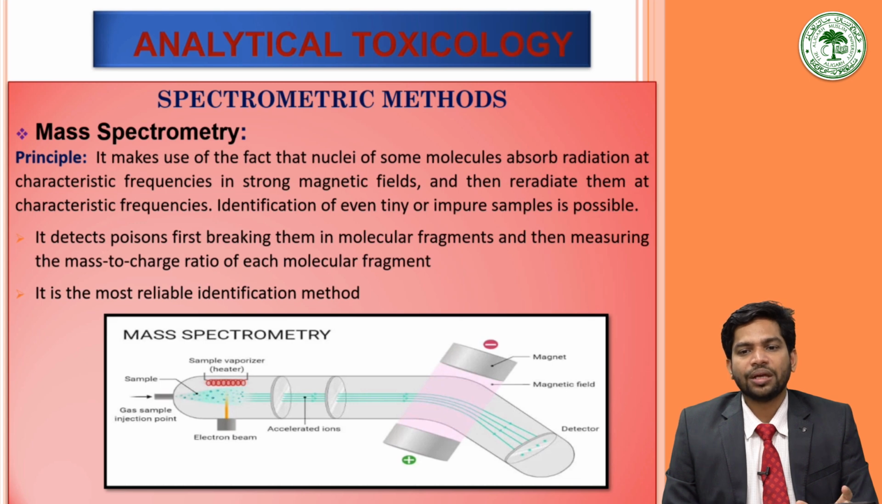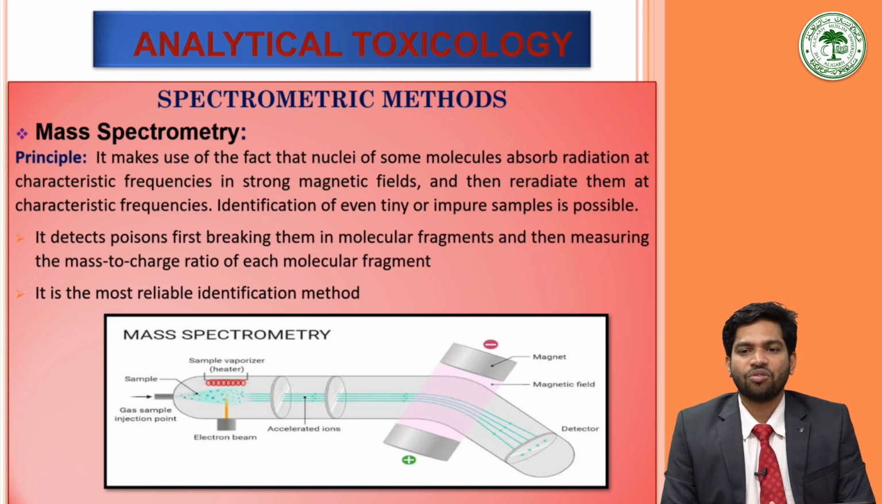In case of impure samples like admixtures, the sample is first subjected to fractional separation by gas chromatography. The procedure is then more commonly known as GC-MS, gas chromatography and mass spectrometry, that we already discussed is the best method for analyzing poisons.